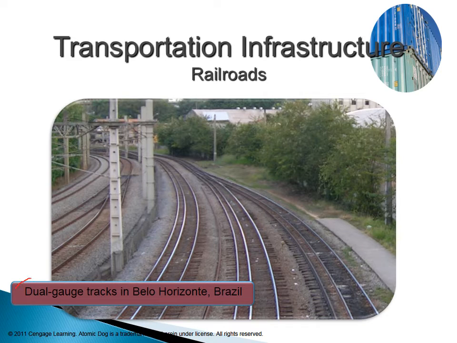The dual gauge track is practiced in some countries like Brazil. If you see over here, this is a pair of track. That's the gauge. The other gauge would be this one, between that and that. So two gauges of train can move on this track. That's why it's called dual gauge track, not dual gauge train. It basically allows two gauges of train on that.